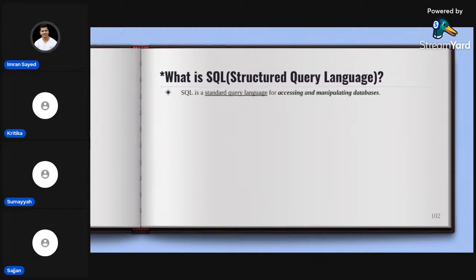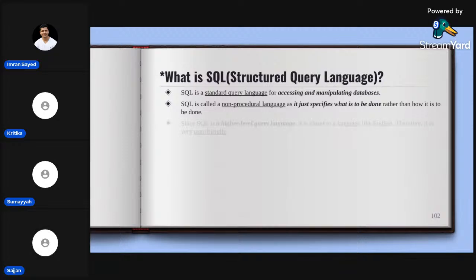So, can you read this? Sure, I will read. So, what is SQL? SQL is a standard query language for accessing and manipulating databases. SQL is called non-procedural language as it just specifies what is to be done rather than how it is to be done. Since SQL is a higher level query language, it is closer to language like English, therefore it is very user friendly.